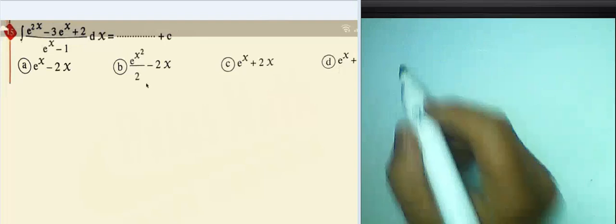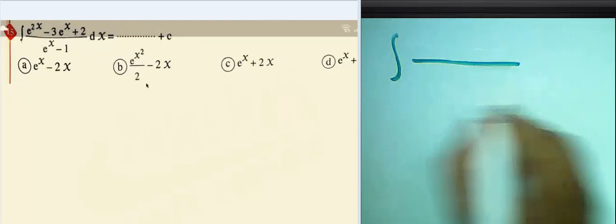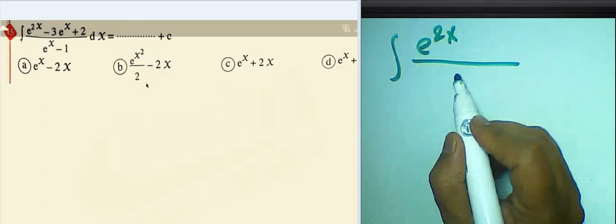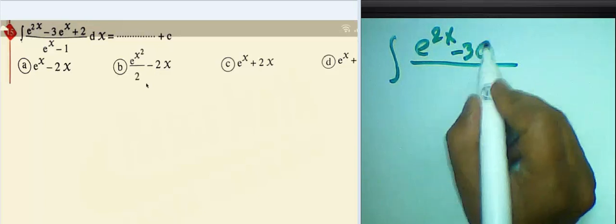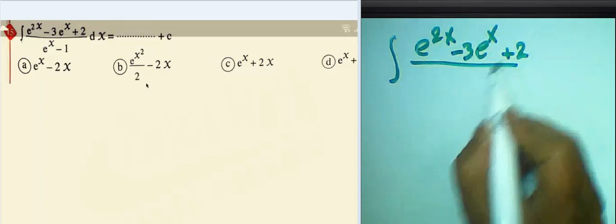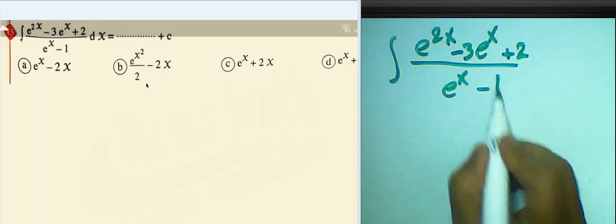Question 15. I want to find the derivative of this function: e to the power 2x minus 3 e to the power x plus 2 over e to the power x minus 1.